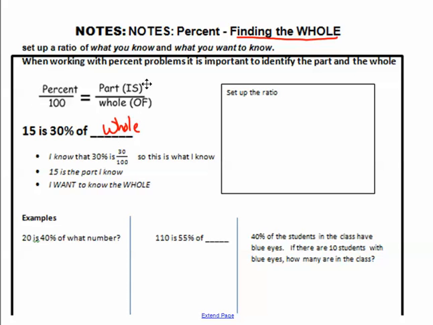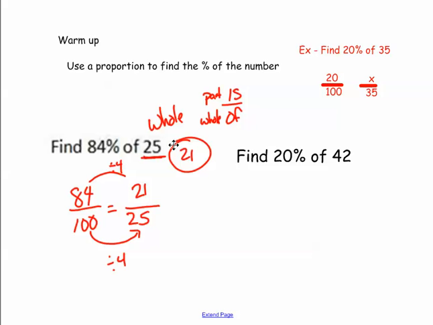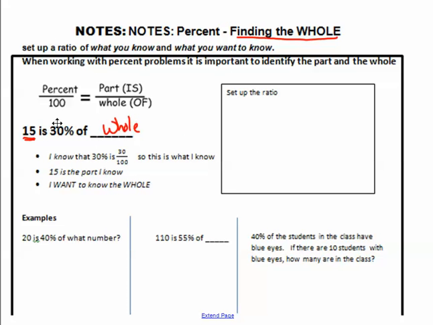So we're still going to set up our ratio. It's just where you put this number is important. Like if you look over here, 25, that was my whole, so that went on the bottom. Today we're trying to find the whole. So let's set up our proportion. Remember, my percent goes first. So 30% is just 30 over 100. Now you have these notes, so go ahead and write this down. 30 over 100 equals, now if you look, 15 is, so that is my part. That's where that 15 goes, on top.